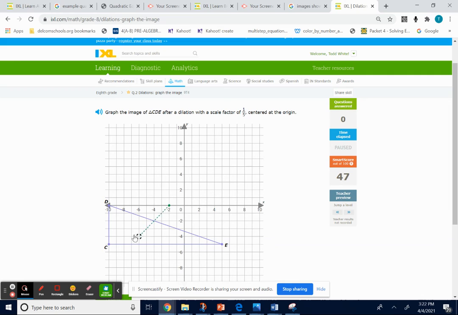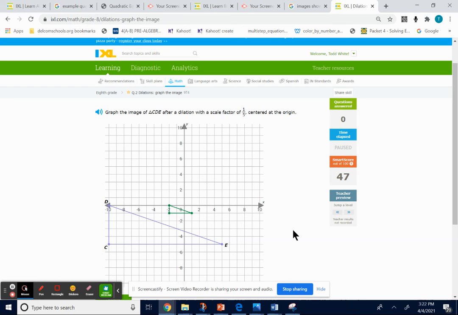Let's look at point C. It's (-10, -5). If I divide -10 and -5 by 5, I get (-2, -1). That ends up being right there. Point E is (5, -5). If I divide both 5 and -5 by 5, I end up with (1, -1). So I end up right there. See how that's a reduction? The scale factor was a fraction, so it's a reduction.